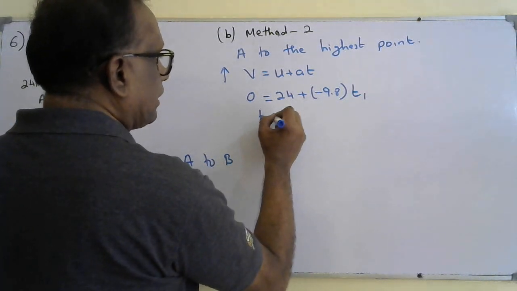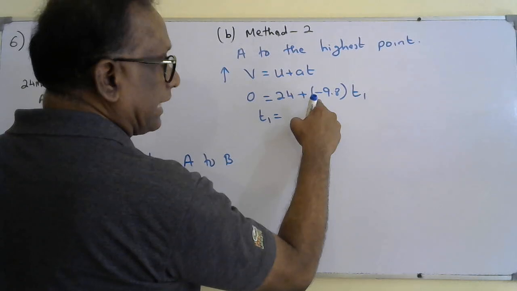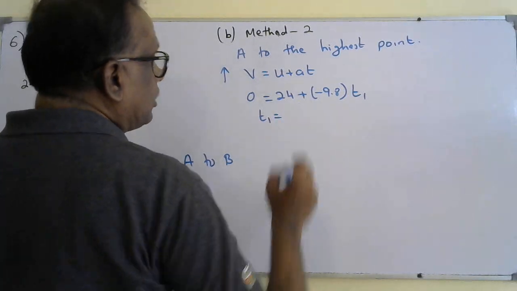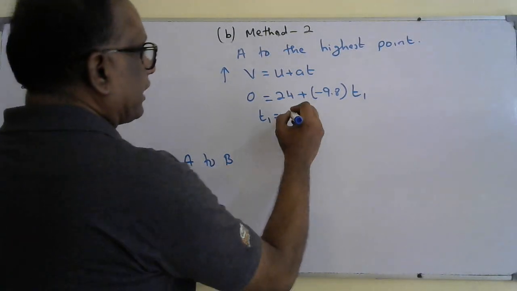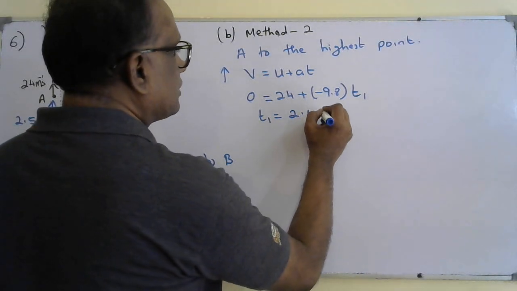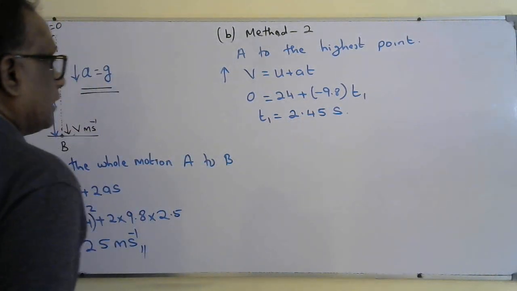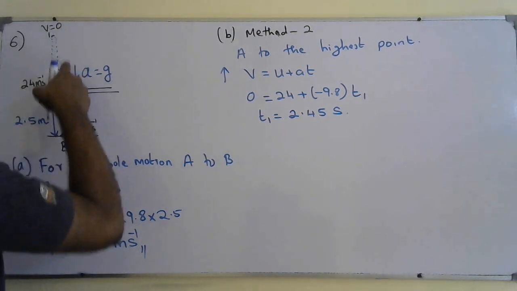Find the T1. 24, bring it to the left. This is 9.8 T1 equals 24. So you will get T1 equal to 2.45 seconds. Right. Now I need to take the whole time. I need to find it.